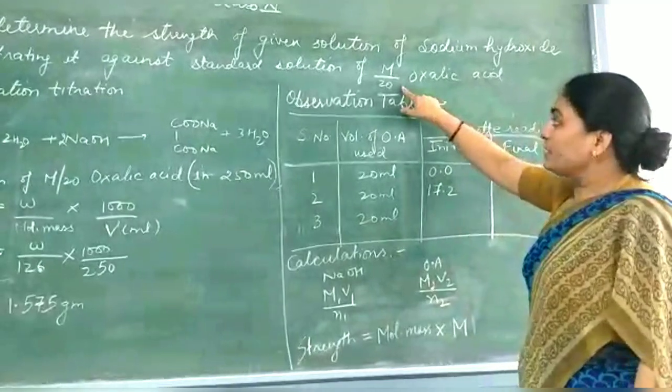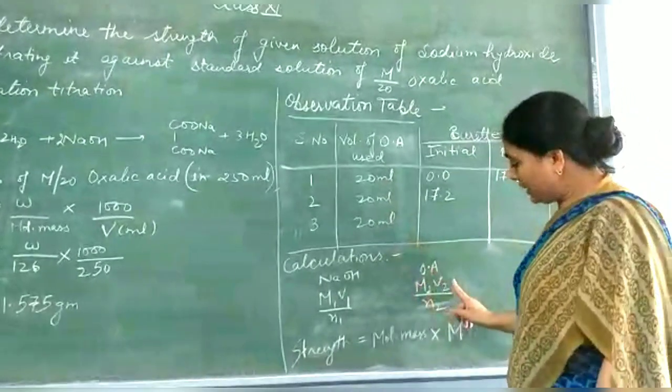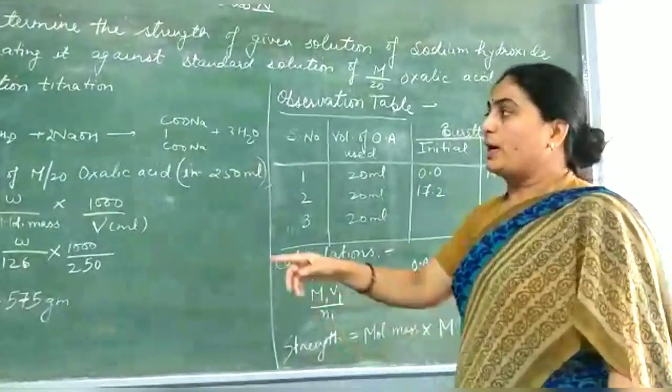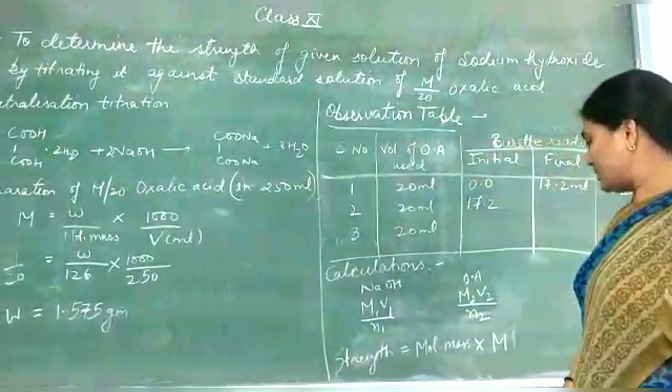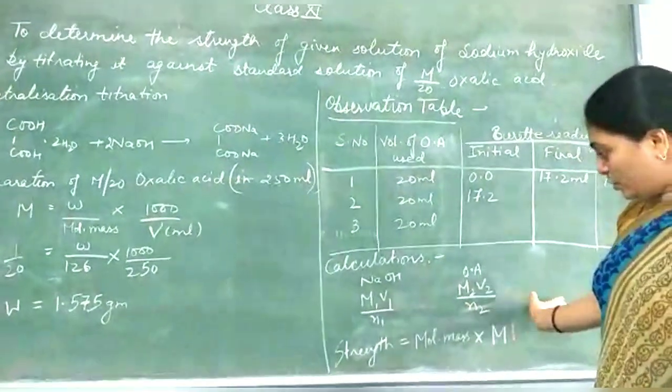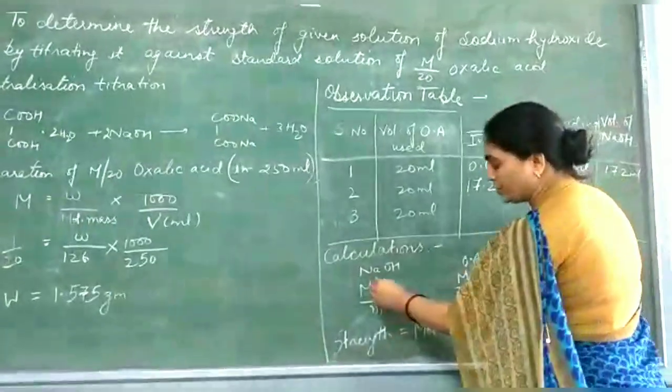M2 is given to us, that is M by 20. Volume of oxalic acid we have taken always fixed, that is 20 ml, and n2 is 1. In the balanced equation we can see that only 1 mole of oxalic acid has been used. So using this we can find the molarity of NaOH.